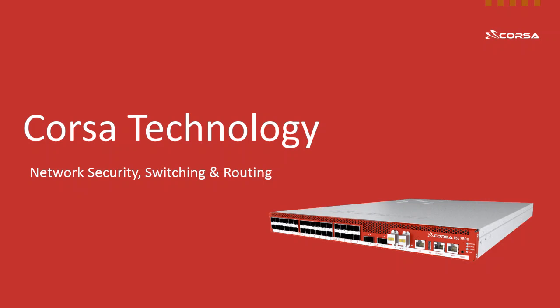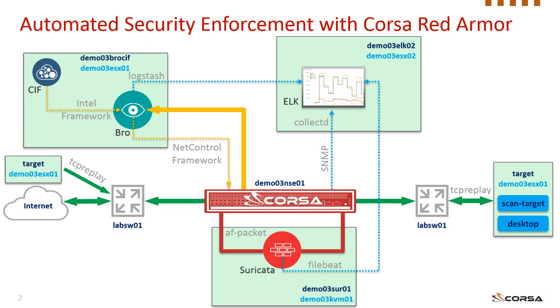In this video, I'm going to show how you can use the Corsa Red Armor security control point to redirect selected traffic through an IPS to provide enhanced security services. I'm using the same setup I used in the video on automating your IDS.